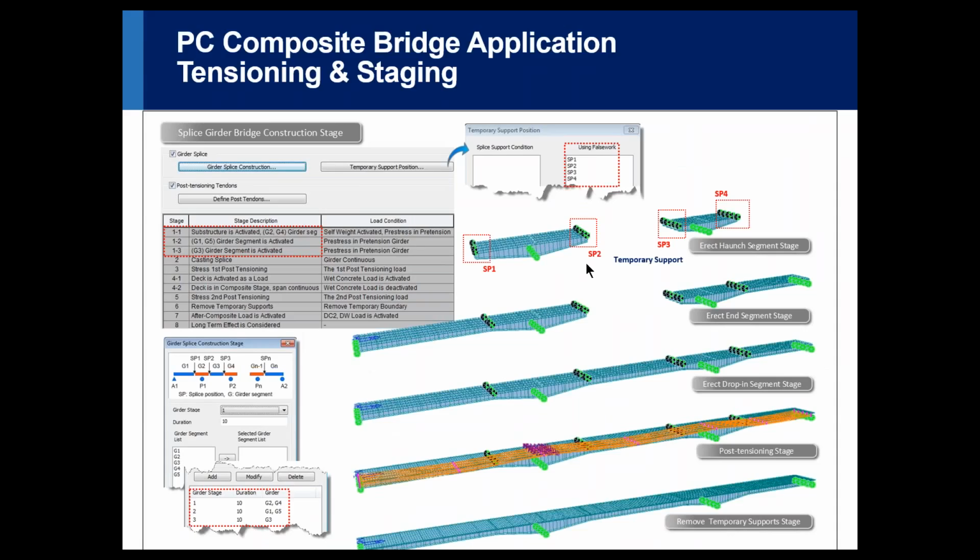Example sequences, which I'll be showing again in the program. Temporary support will be applied first, and then the end segment, and then the middle segment. The post-tensioning can come first, before the deck is poured. After the deck is poured, you can also apply a second post-tensioning.